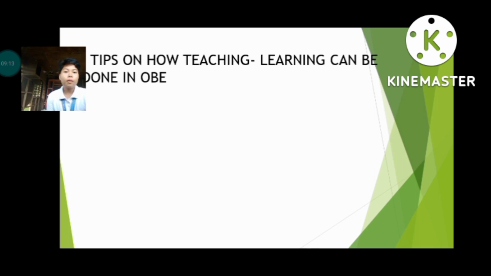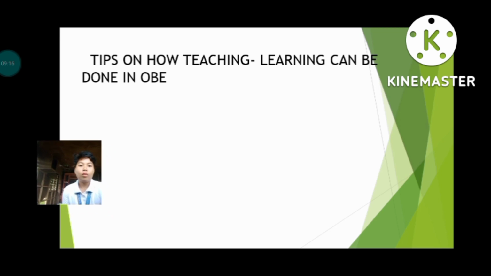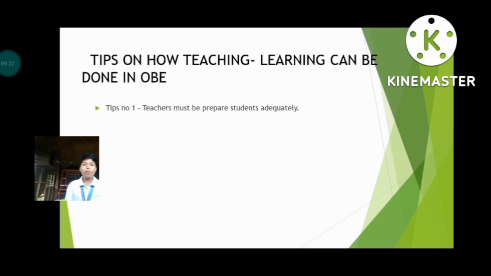There are 6 steps on how teaching can be done in OBE. Tip number 1. Teachers must prepare students adequately. This can be done if the teachers know what they want the students to learn and what the learning outcomes are. Prerequisite knowledge is important. Thus, a review is necessary at the start of the lessons. That's why we have a pretest or recap as a part of our daily lesson plan.